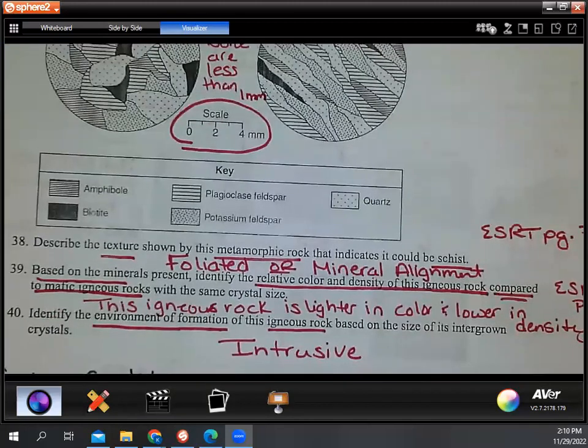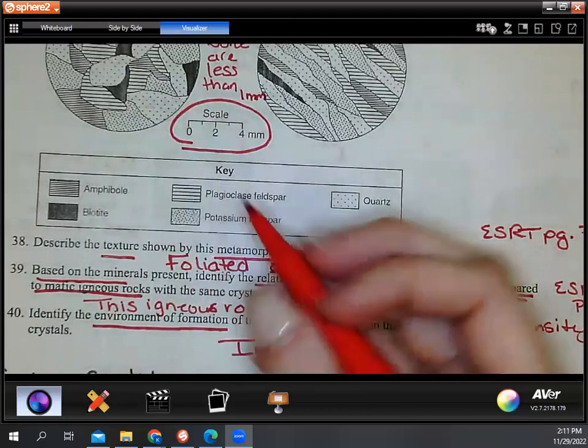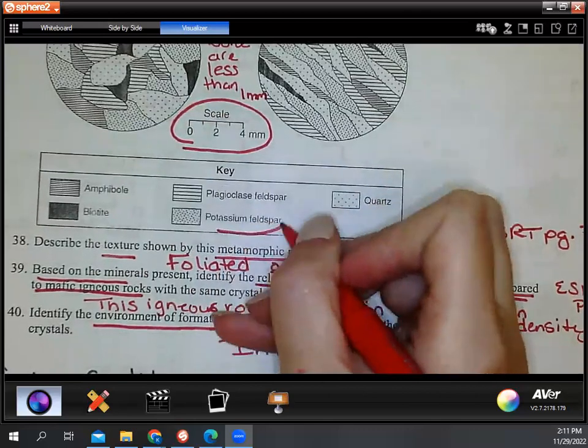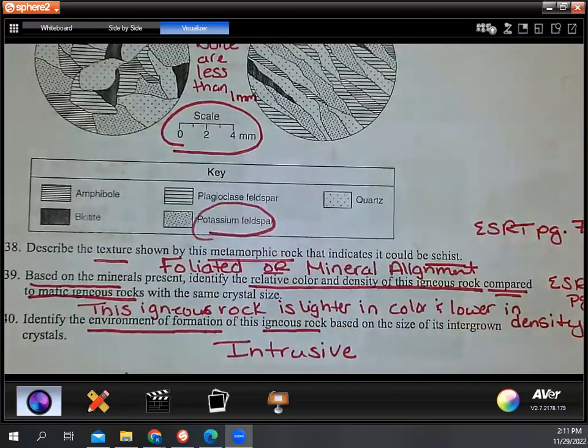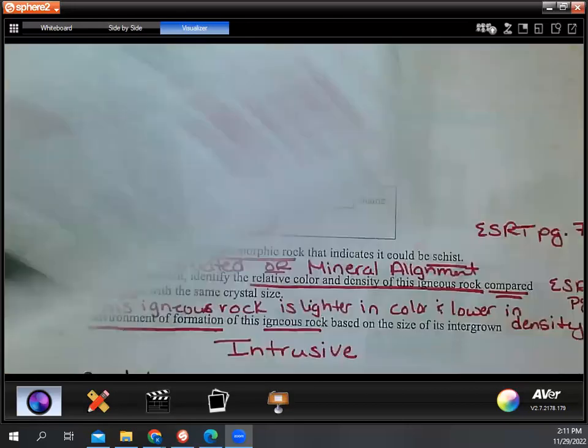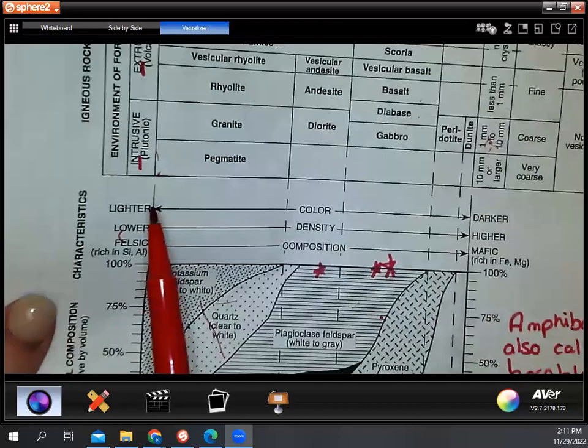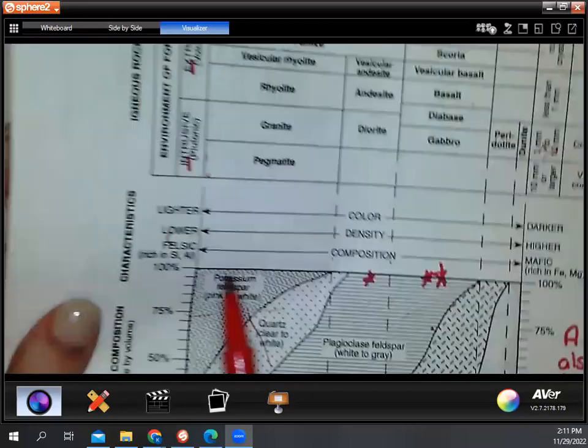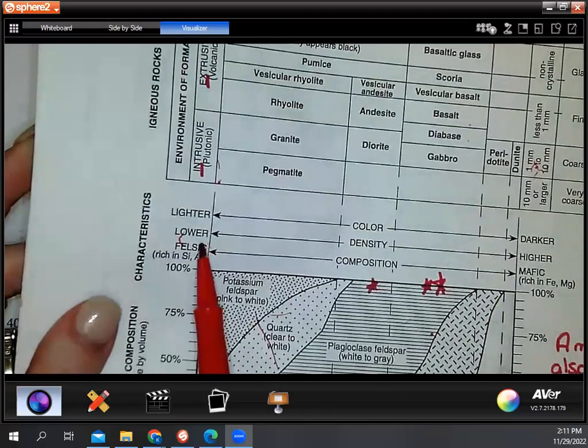For 39, based on the minerals present, identify the relative color and density of the igneous rock compared to an igneous rock with the same crystal size that is darker. So if I look here, this has potassium feldspar. Potassium feldspar is on the left side of the chart. So we know that this rock is lighter in color and that it is also lower in density.